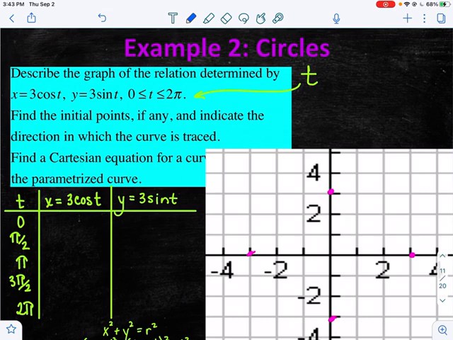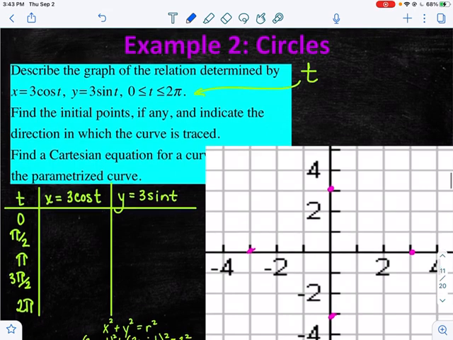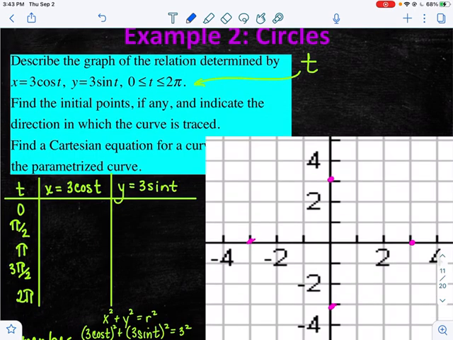So this we have to deal with a little bit differently, and I think I did an example of one in class, and here is another one. If I say that x is equal to 3 cosine t and y is equal to 3 sine t, then as you're graphing your function, your t value goes from 0 to 2 pi. We want to find the initial points, if any, and indicate the direction in which the curve is traced.